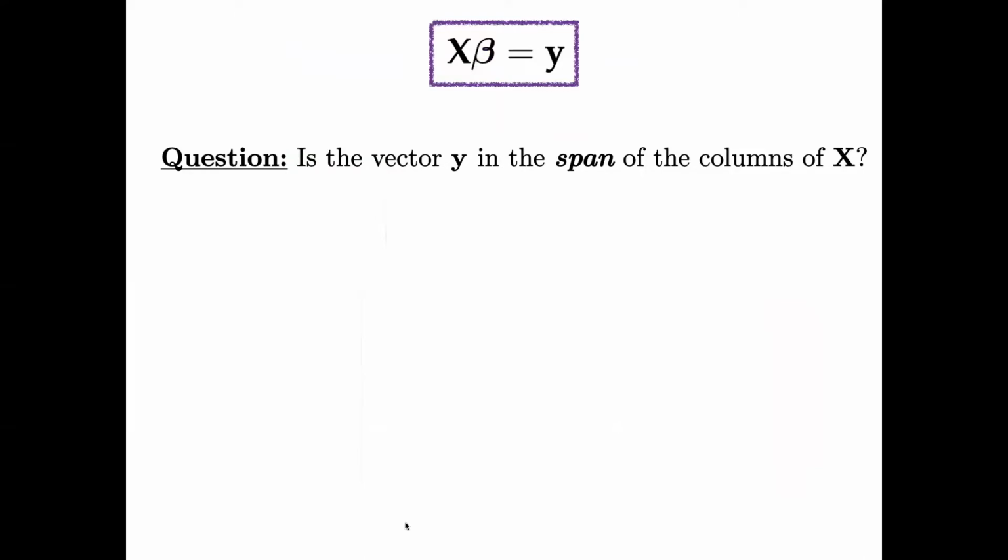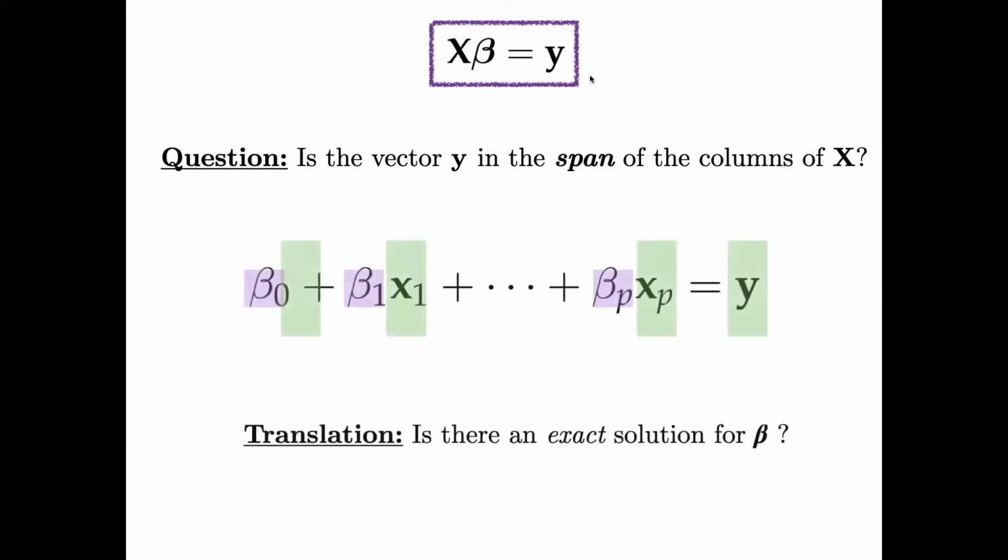So moving on, I can again represent X beta equals y as my system of equations for regression. And my question to you is, is the vector y in the span of the columns of X? Well, a translation of this question is just, is there an exact solution for beta? Because you'll recall the span of the columns of X is the set of all linear combinations of those vectors in X. So what I'm saying is, can I find a beta 0, beta 1, and up to beta p so that I can make this an exact equation?